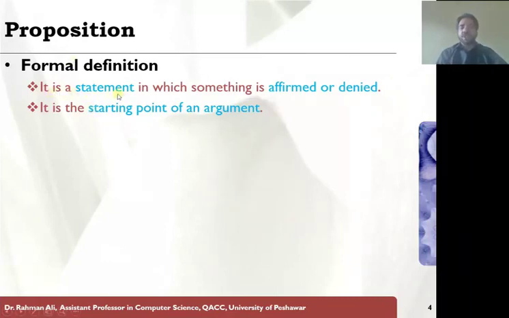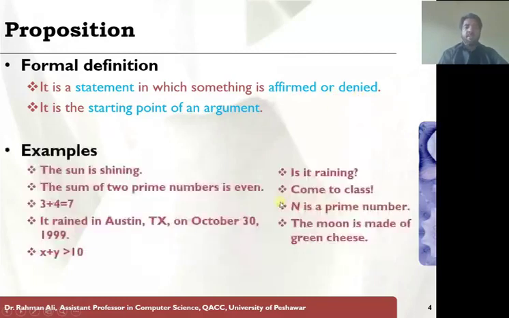If we look into the formal definition in logic, a proposition is a statement which either affirms or denies something. What does this mean? If I say the sun is shining, this is a statement, and it can either be affirmed or denied. If you look at the weather outside and the sun is shining, it is affirmed. If it is cloudy or raining, then it is denied. This is an example of a statement. If you look at this mathematical statement, 3 plus 4 is equal to 7, it is affirmed.